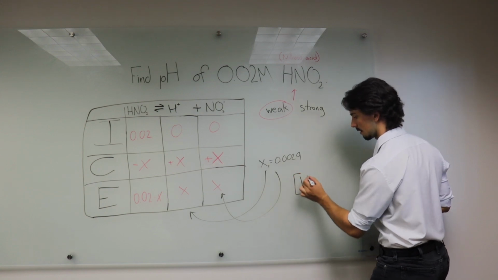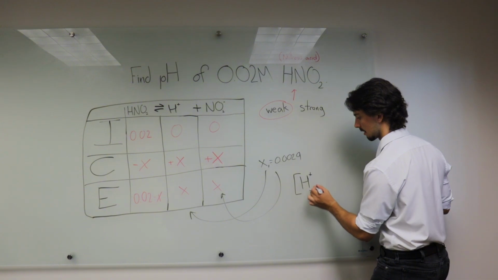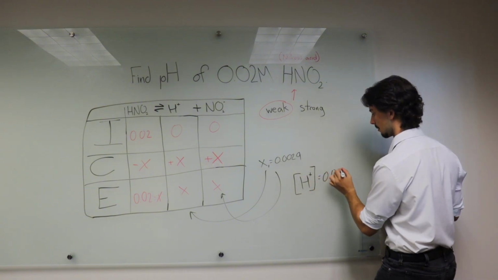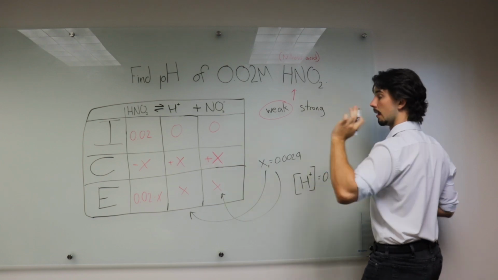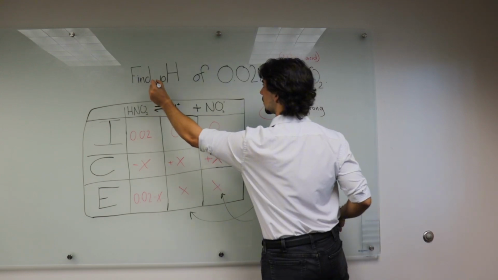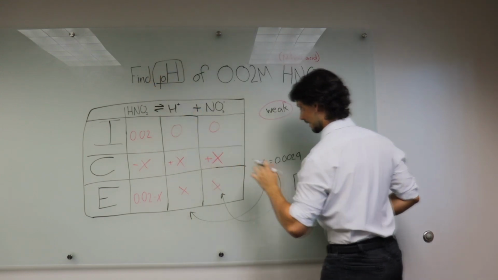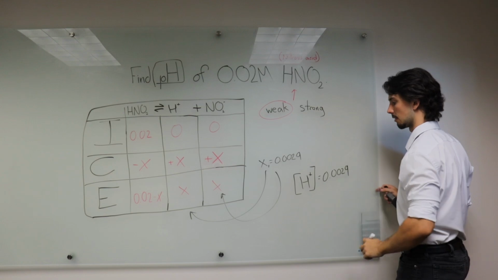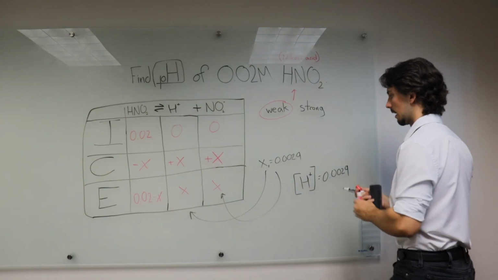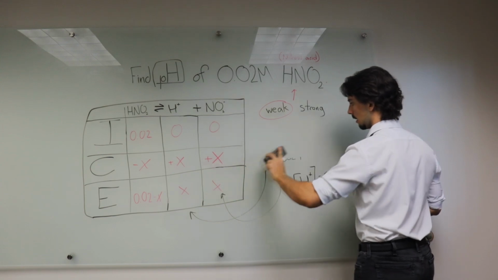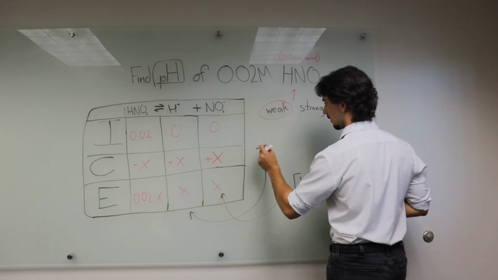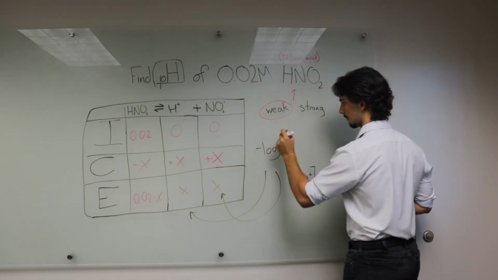And once we substitute that into our ICE chart, we're going to substitute that into the hydrogen ion concentration. So we can write hydrogen ion concentration is equal to 0.0029. Now let's remember what we're looking for, because this is a long process. We're looking for the pH. This is exactly where we want to be, the concentration of hydrogen ions. Now, next thing to do is just to write that pH formula. Remember, the pH formula is negative log of our hydrogen concentration.